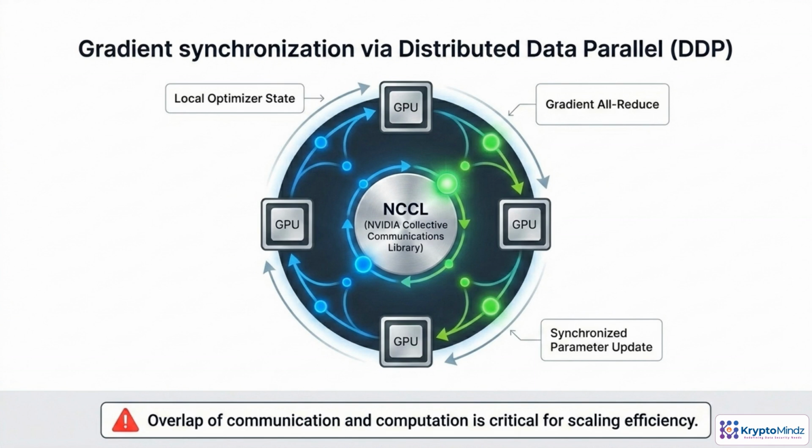Once you scale training across multiple GPUs, each GPU holds a replica of the model and computes gradients on its local mini-batch. Distributed data parallel uses a communication library, like NCCL, to run an all-reduce. Gradients are summed across GPUs, and the averaged result is broadcast back to every replica. Each GPU then applies its optimizer step locally, using those synchronized gradients, so the models stay identical. To get good scaling, you want as much of that gradient communication as possible to overlap with computation.